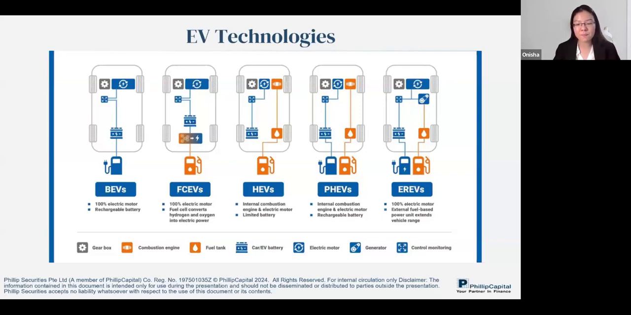Okay, so now the newest one is the EREV, which is the extended range EV. It's actually an enhanced version of the PHEV. This allows people to drive a longer range. For example, that's the BMW i3 series. I believe they came up with this extended range EV to allow people to drive a longer distance than the normal PHEV we see in the market.